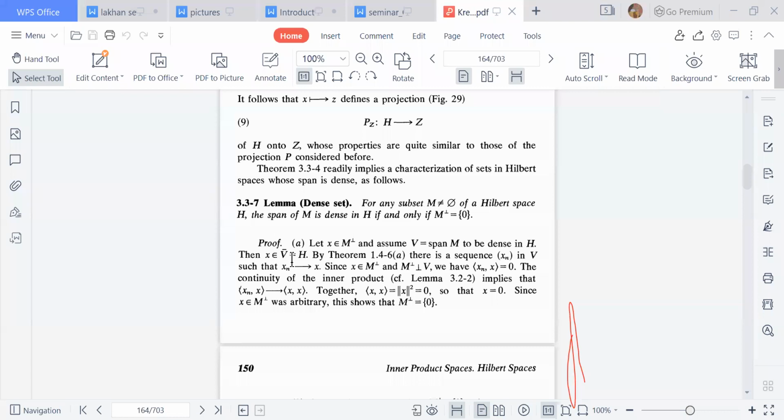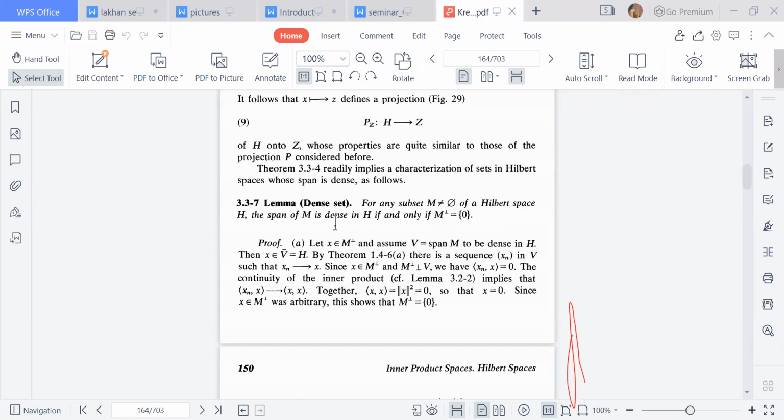Let us proof. Let an element small x belong to M complement. We have to show that M complement is equal to 0. So let M be a non-empty subset of Hilbert space capital H, and let span of M be dense in H. We have to show that M complement contains only one element, that is 0.